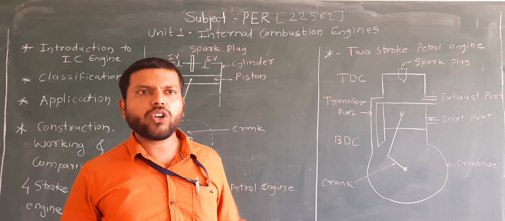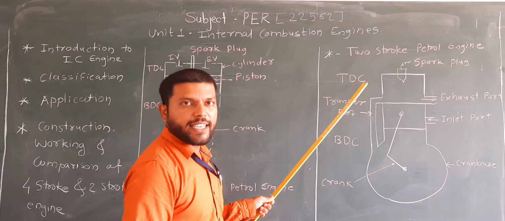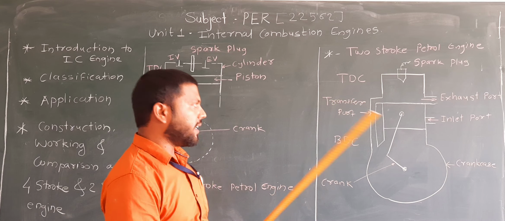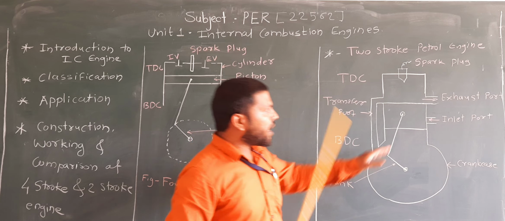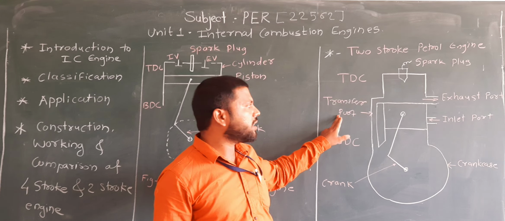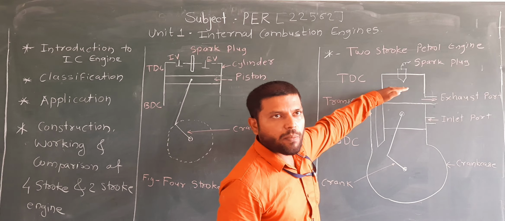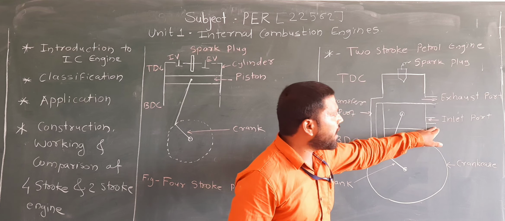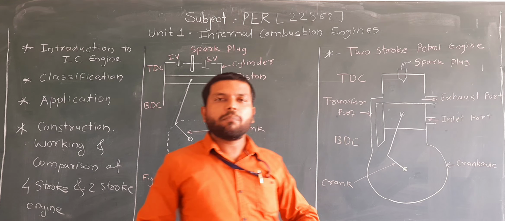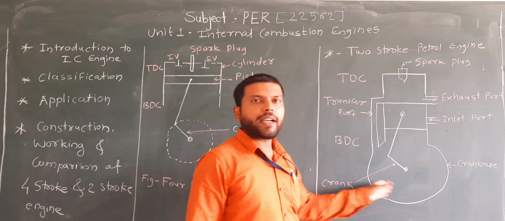During the first stroke, the piston moves from BDC to the TDC, that means bottom dead center to the top dead center. At that time, the exhaust port and transfer port are covered, and the inlet port uncovers. That means the mixture of air and fuel enters into the crankcase.